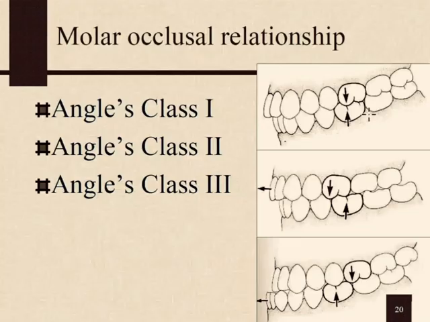Now, if this mesiobuccal cusp is more mesially located than normal, it is called class 2. This is a class 2 relationship. And if it is located more distally to this groove here, it would be called a class 3 Angle's relationship, or class 3 molar relationship.